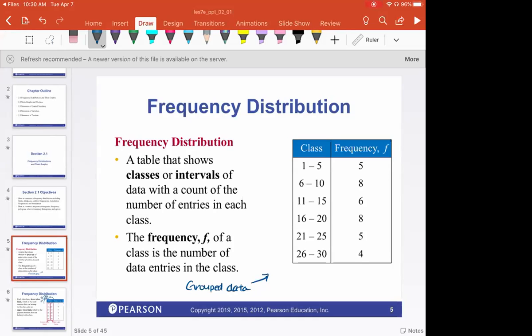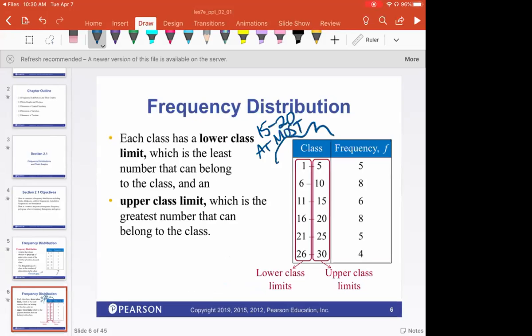Now this frequency is a number of times it happens, right? This is our frequency, our F. Frequency distribution. Each class has a lower class limit, which is the least number that can belong to the class, and an upper class limit, which is the greatest number that can belong to a class. And we see that highlighted, right? We have a lower class limit and upper class limit. And that's just the lower end and the upper end of your classes.